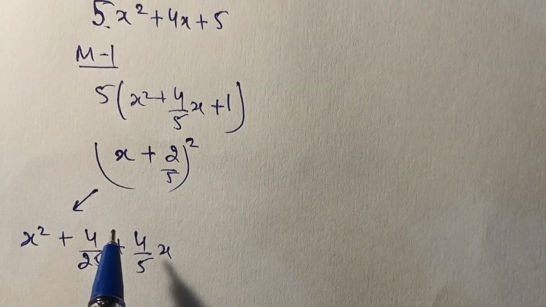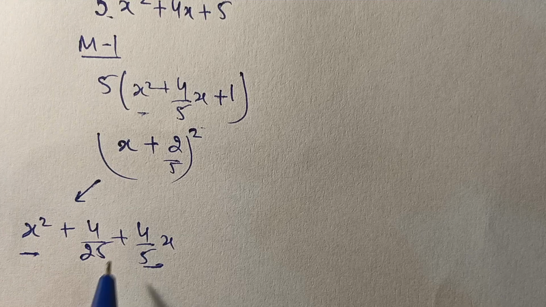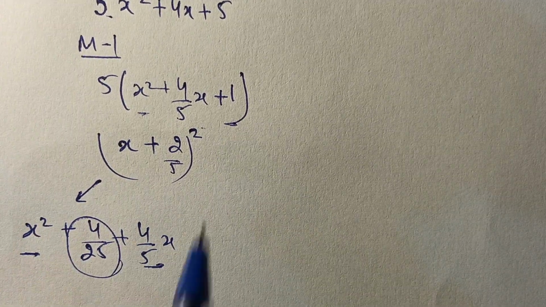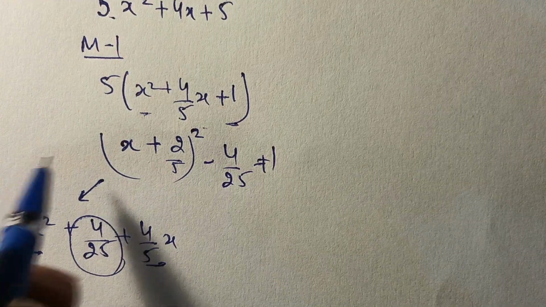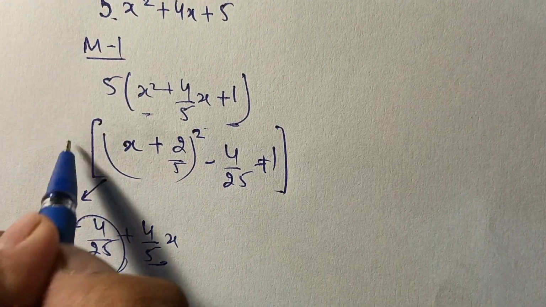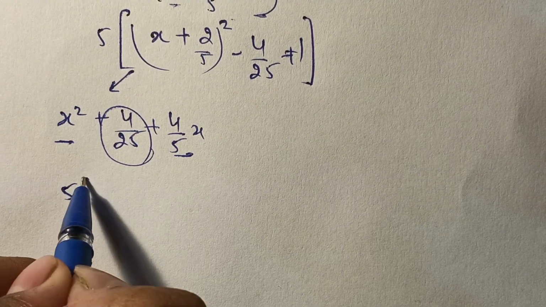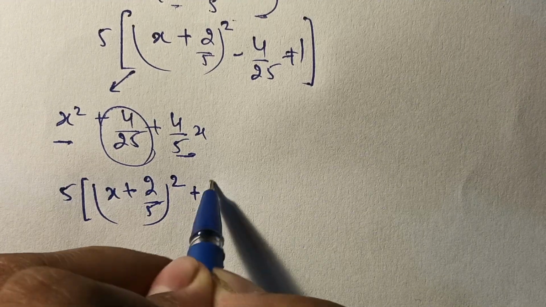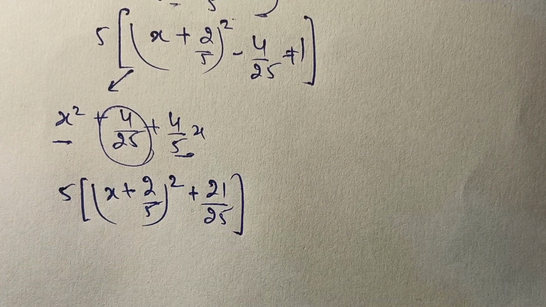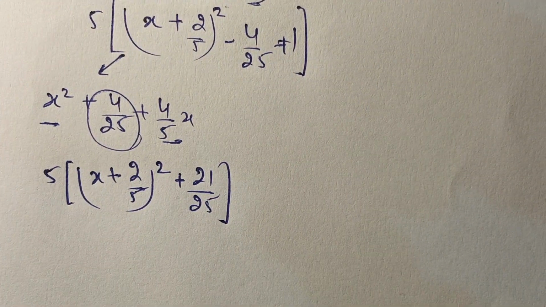We observe that instead of 4 by 25 we want 1. So we subtract 4 by 25 from here and we add 1. And don't forget to add 5 over here. So the final expression we have got is 5 times (x plus 2 by 5) whole square plus 21 by 25. So how can this be used to get a range?